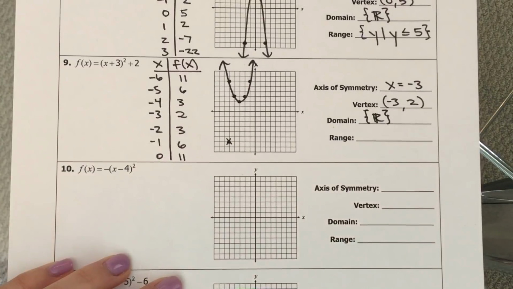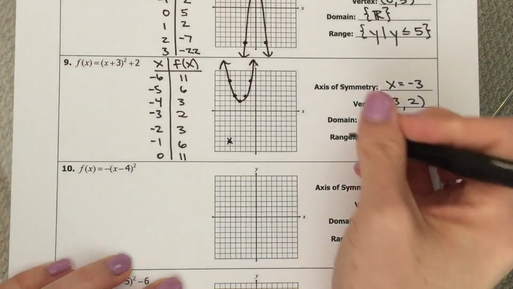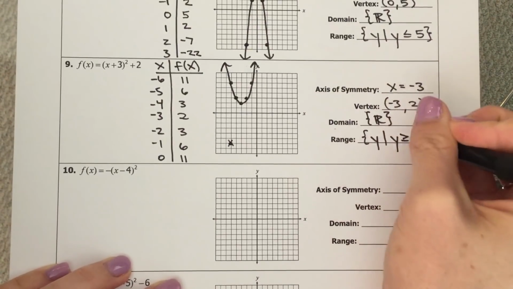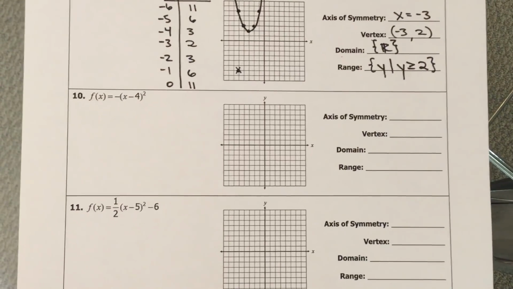Range depends on where the vertex is. So the y value of the vertex is 2, and it just goes up from there. So my y values are those that are above the minimum value at 2. All right, two more of these in vertex form.